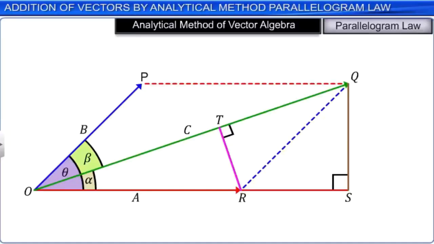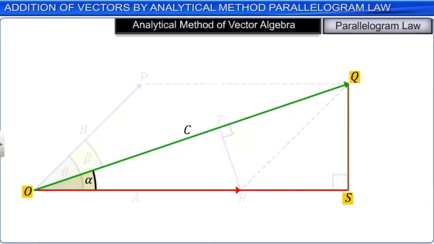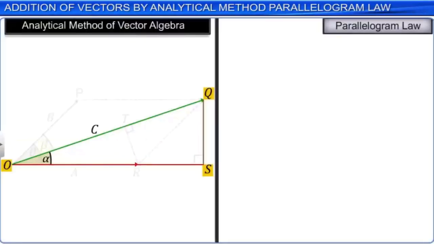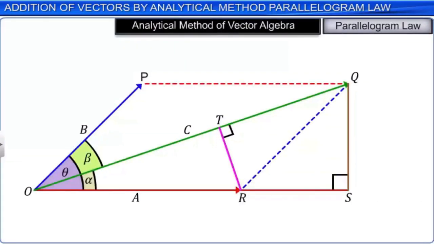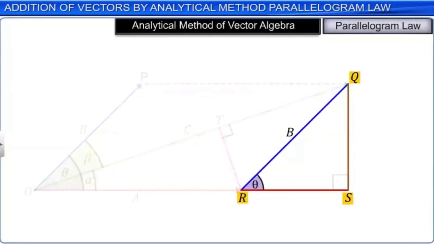Or this A square plus B square plus 2AB cos theta can also be written as A plus B the whole square, then the root will cancel it, and you will get the C vector equal to A plus B. Now we are taking the triangle OQS again, and finding the sine value, which gives QS over OQ according to the trigonometric ratio formula. From that I get QS equal to OQ sin alpha. OQ is C from the figure, so QS is C sin alpha, which is taken as equation 7.